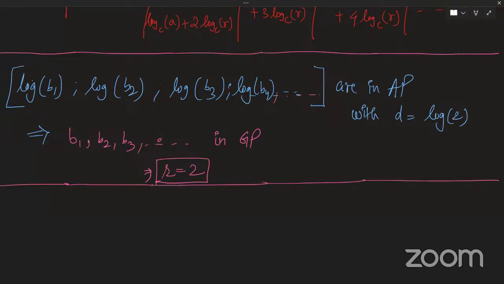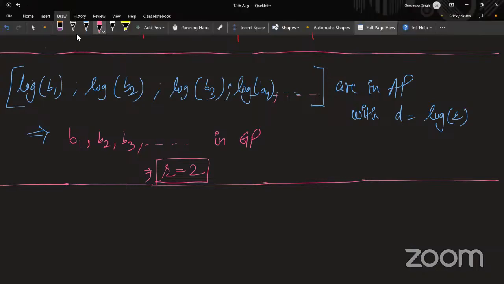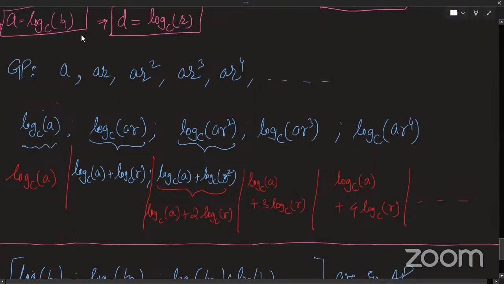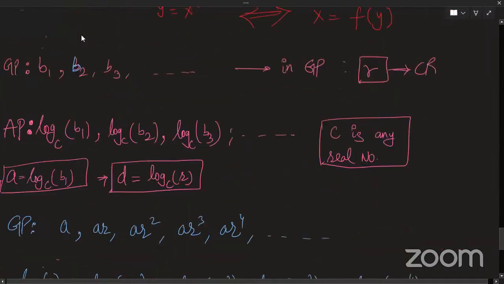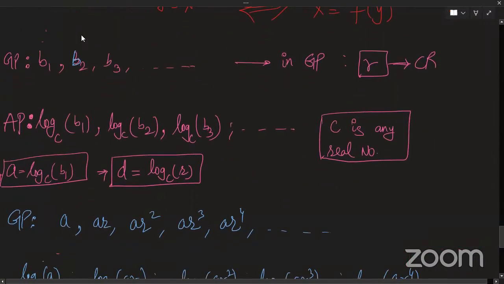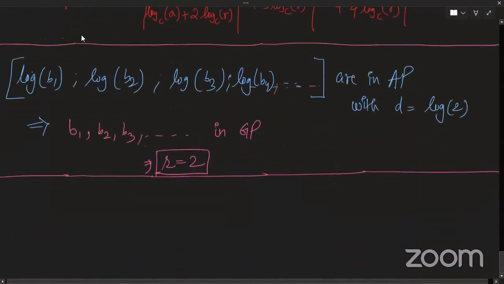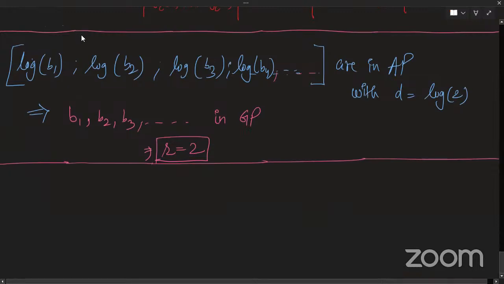Yes, sir. Ideally, you should have been able to get this in one try only. But no worries. Now have you got it? Just look at it from above, right? I have just inverted the question. Earlier, I had given you that B1, B2, B3 were in GP, and I had told you that if you take logarithm, they will convert to AP. Now I have given it to you in an inverted, opposite way.